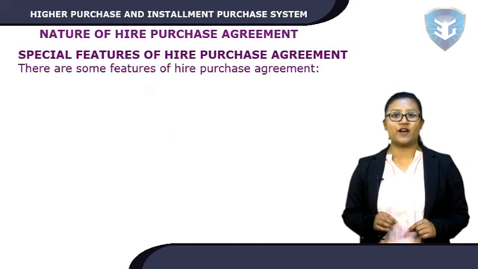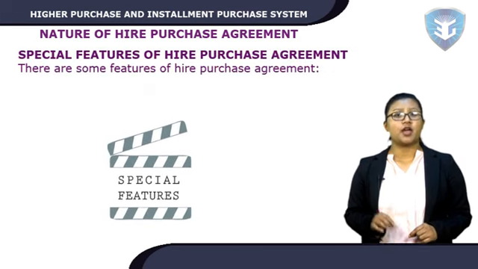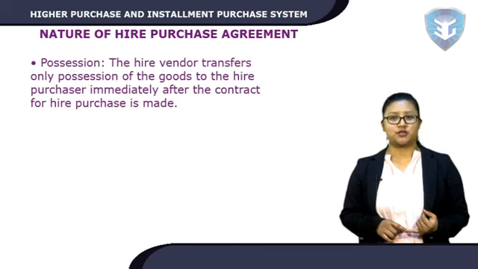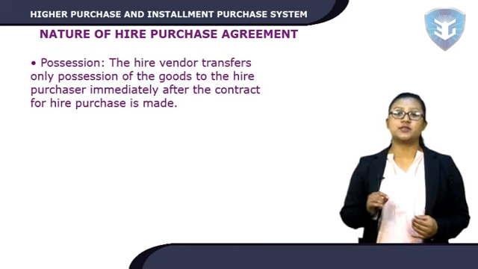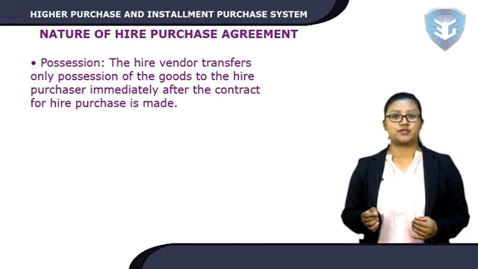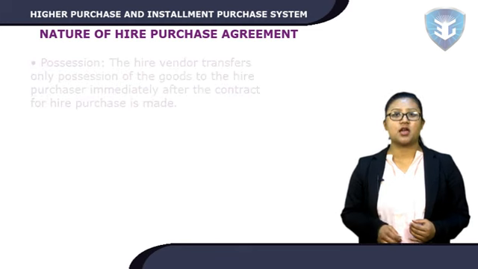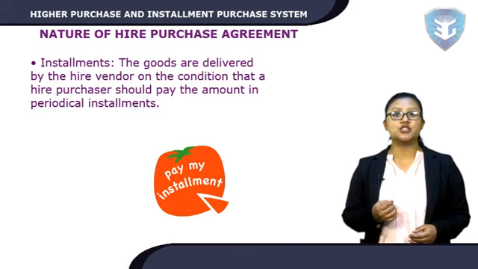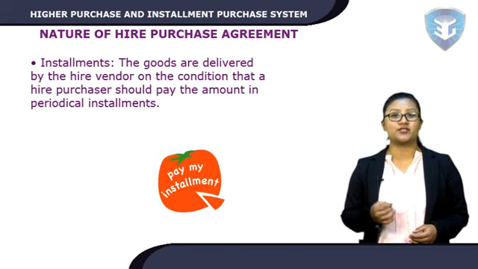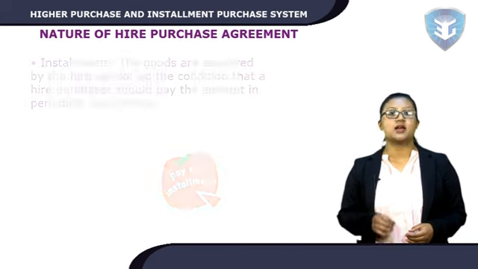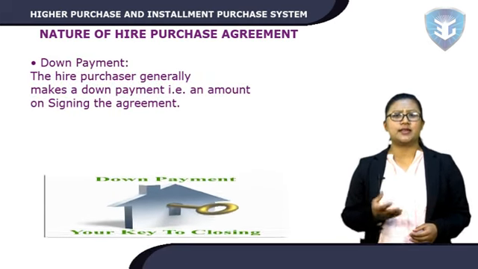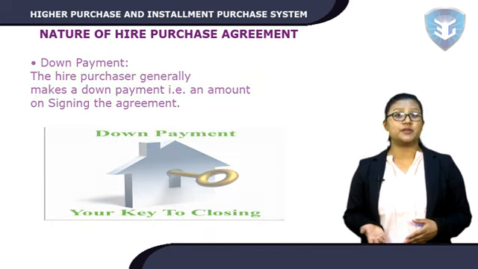Special features of hire purchase agreement. There are some features of hire purchase agreement. Possession. The hire vendor transfers only possession of the goods to the hire purchaser immediately after the contract for the hire purchase is made. Installments. The goods are delivered by the hire vendor on the condition that the hire purchaser should pay the amount in periodical installments. Down payment. The hire purchaser generally makes a down payment, that is, an amount on signing the agreement.